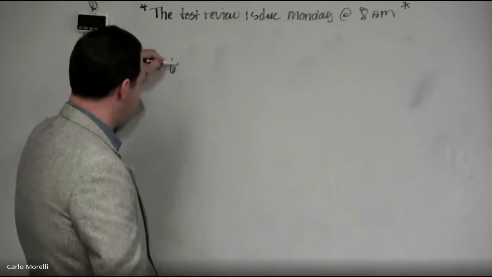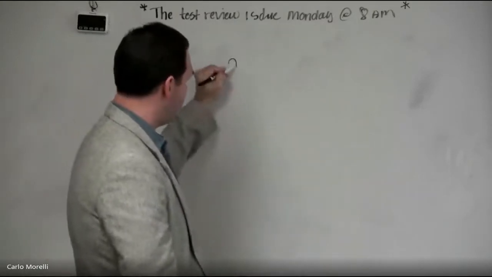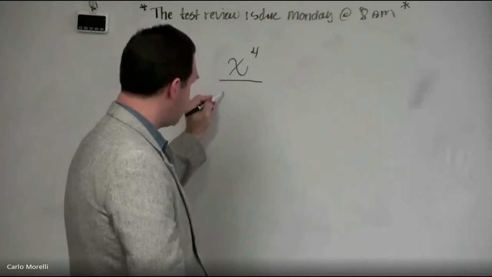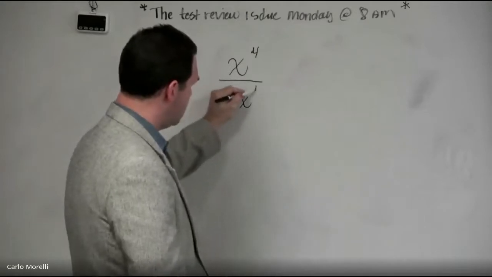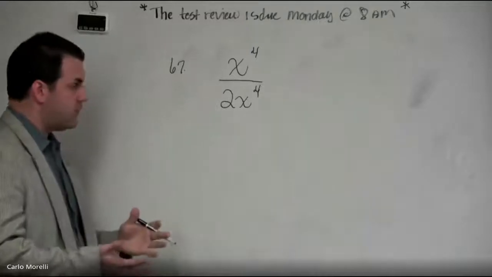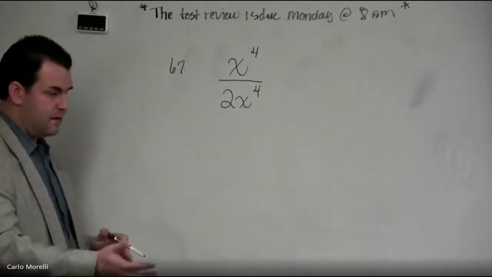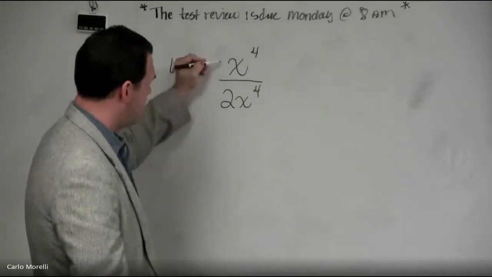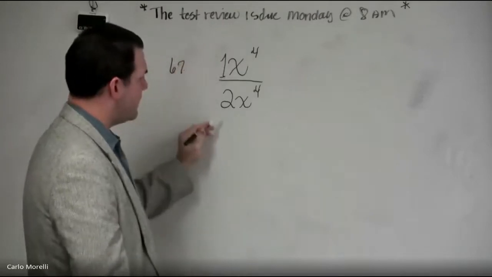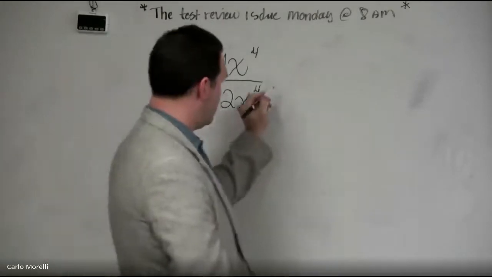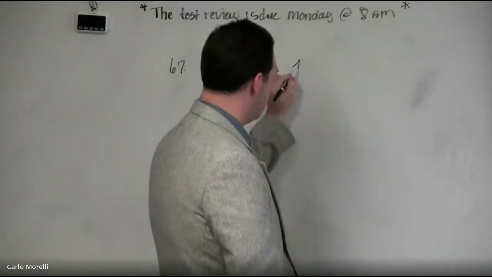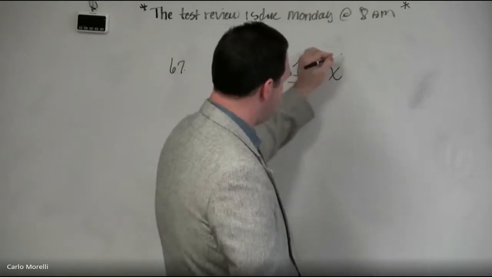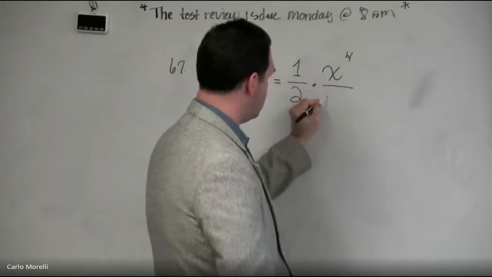Number 67, we're given x to the 4th over 2x to the 4th. So here I want to break our numbers away from our letters. Okay, so I have here 1x to the 4th over 2x to the 4th. This is really equal to 1/2 times x to the 4th over x to the 4th.